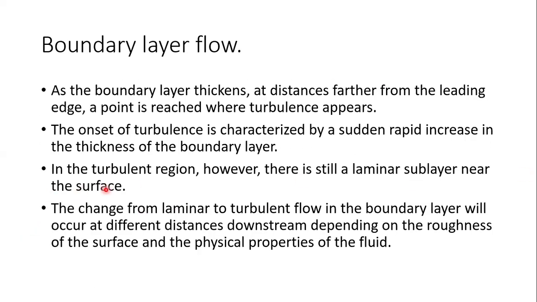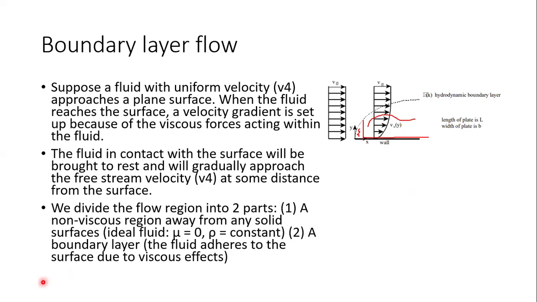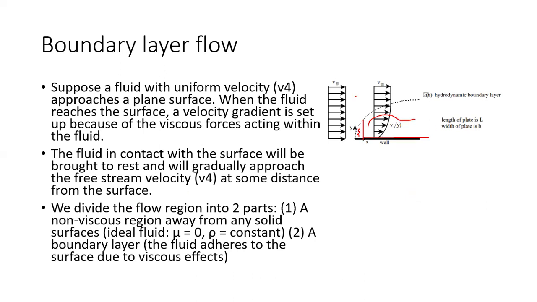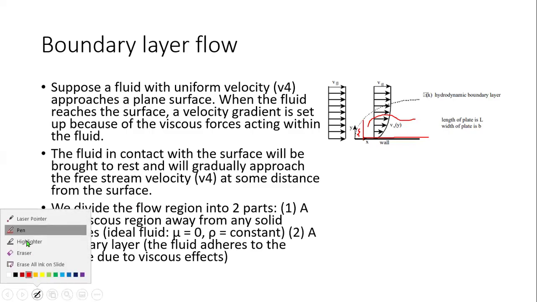Okay. So you said in the turbulent region, there is still a laminar sublayer near the surface. So the change from laminar to turbulent fluid in the boundary layer will occur at different distances downstream, depending on the roughness of the surface and the physical properties of the fluid. So what we're just trying to say is that the point where it starts changing from laminar to turbulence depends on the characteristics of the fluid and the characteristics of the surface the fluid is flowing over. I think we'll see that very soon when we speak about Reynolds number.